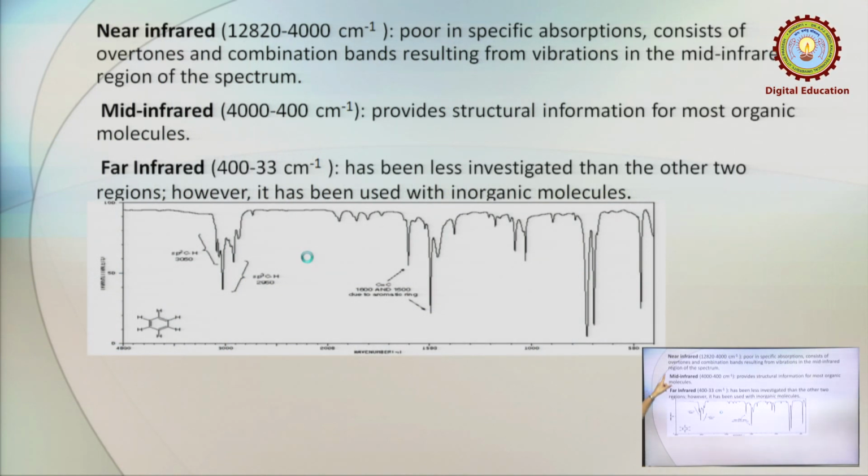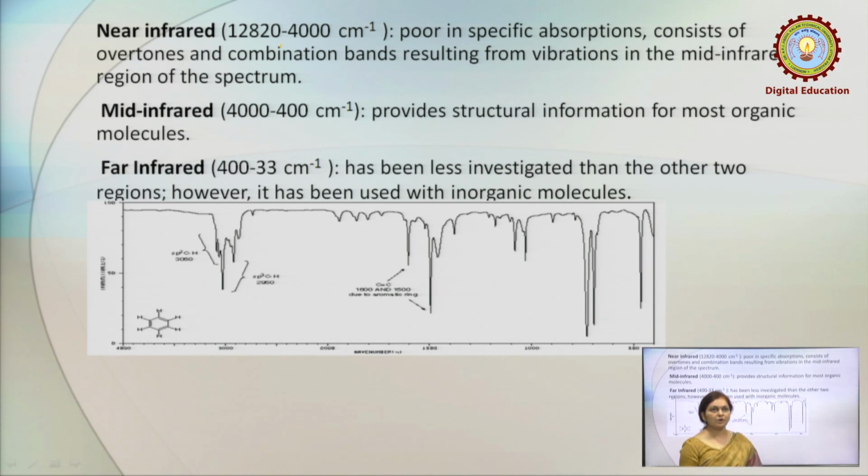There are three regions in IR spectra. First is near infrared, second is mid infrared and third is far infrared. The first region is from 12,800 to 4000 centimeter inverse. This region is poor in specific absorption and consists of overtones and combination bands resulting from vibrations in the mid IR region of the spectrum.